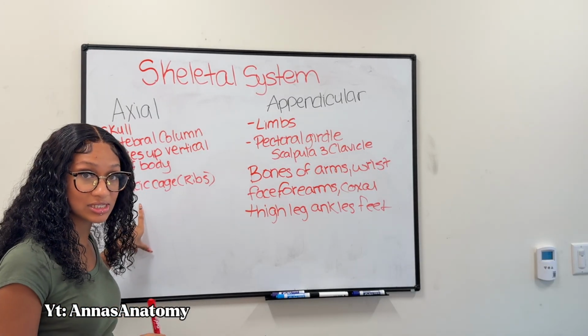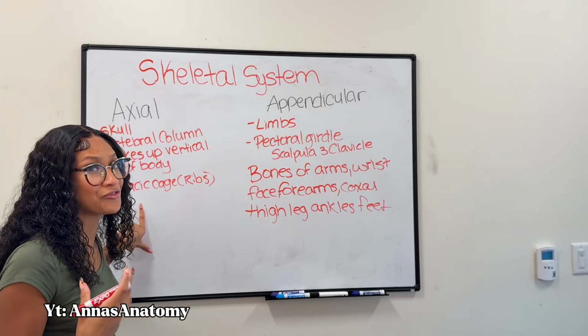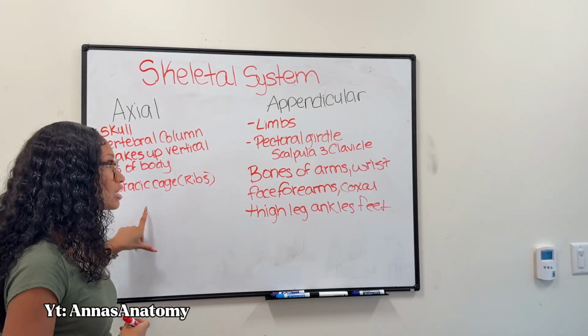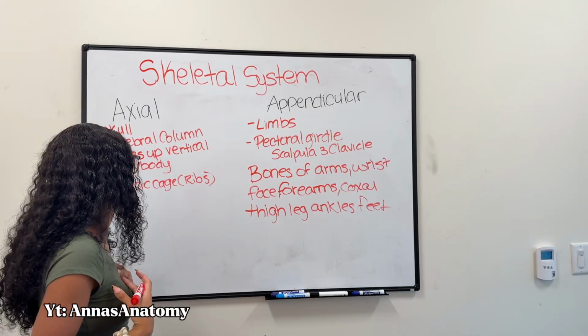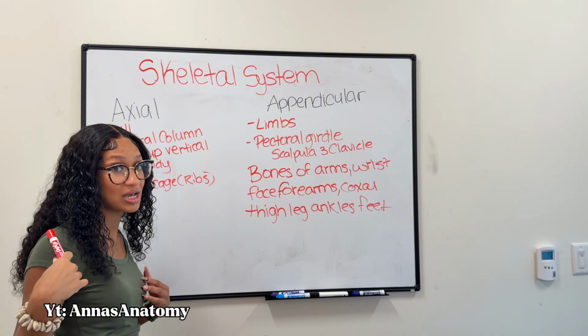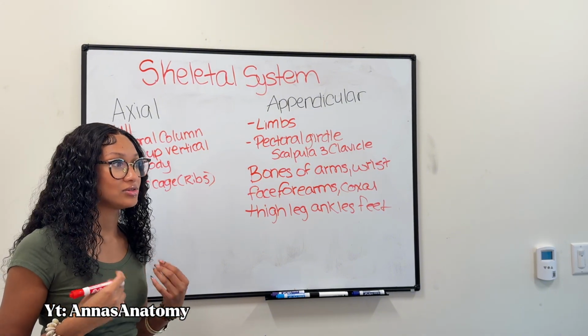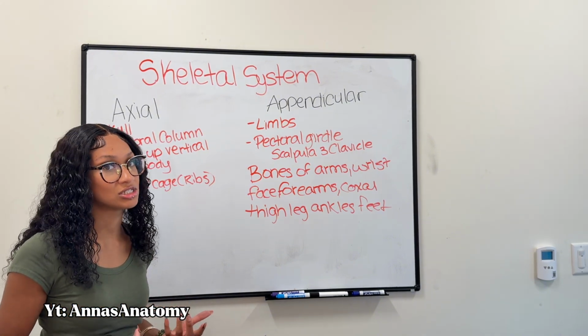This region of the skeleton is basically protecting a lot of your vital organs. Think of all of the organs that are within the ribs. This is where you will find your lungs, your brain, your spine. These are all very vital organs for us to survive.